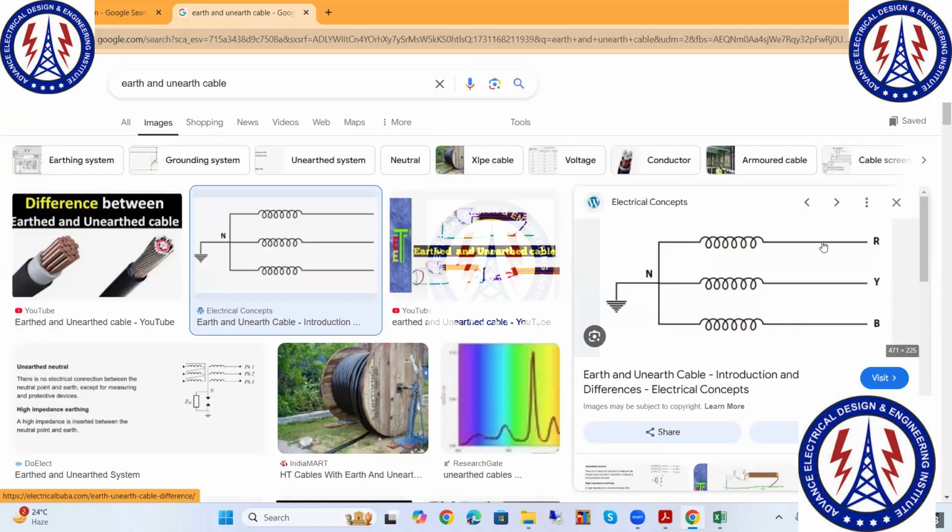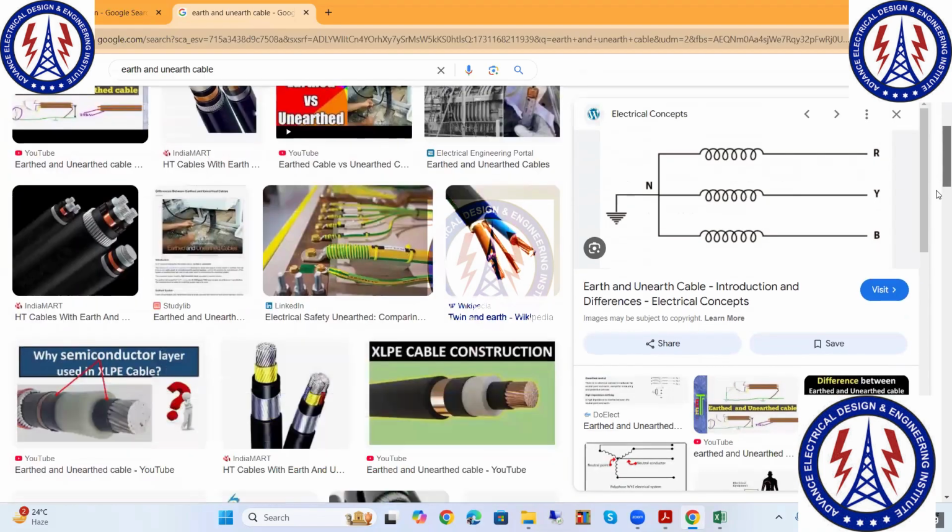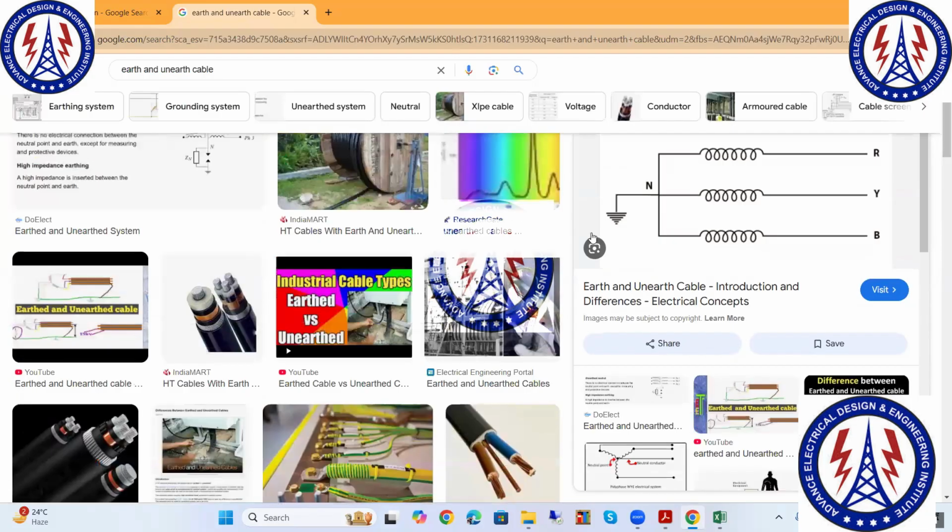But if it's an unearthed cable or unearthed system, meaning I am not grounding my system or grounding my system through the NGR, this is not grounded. So in that case, the insulation requirement will be high because the phase to earth voltage will increase in case of an earth fault. So accordingly, as per the system earthing, this requirement will change. Okay.